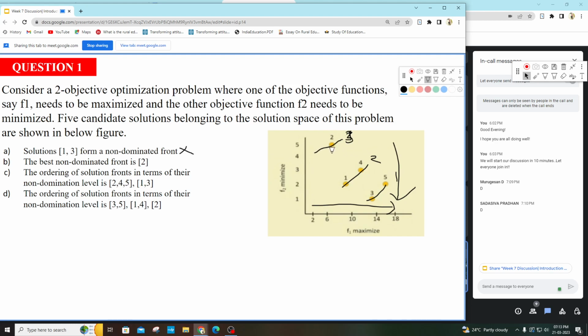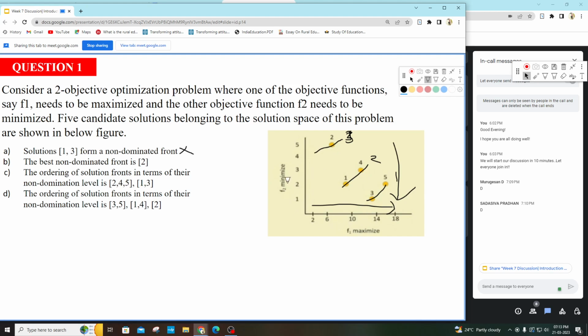First of all, one point cannot form a front. A front is always formed by a locus. But let's say there are other points here also with 2. We have to maximize F1 and minimize F2. And here you can see that this second point is not satisfying F1, because we have to maximize F1, and this second point is the smallest among all the 5 points. So it is not satisfying objective 1.